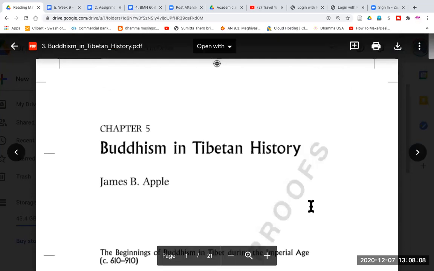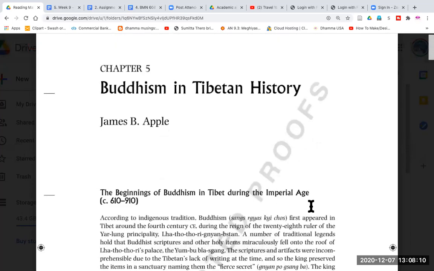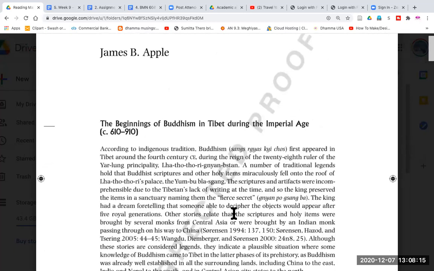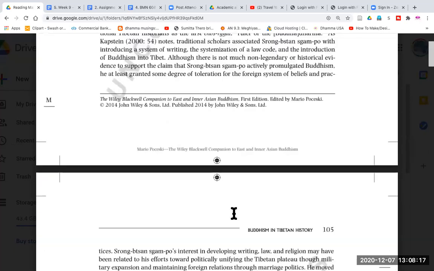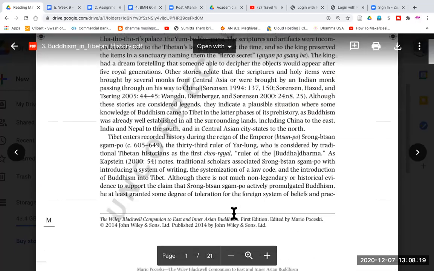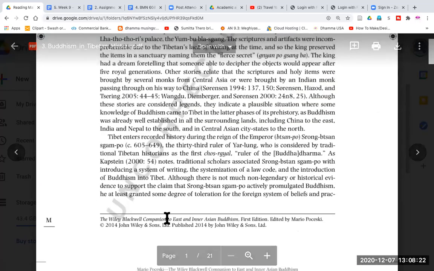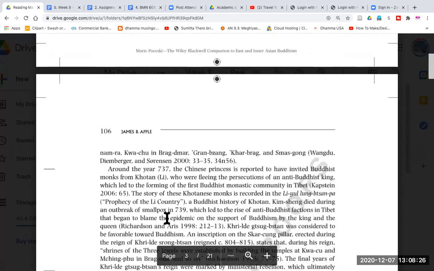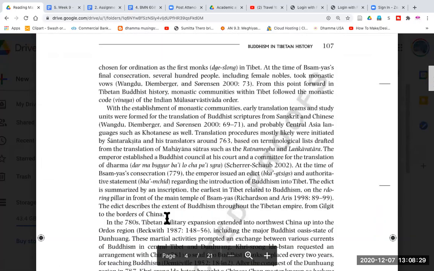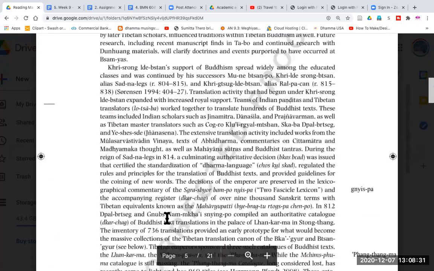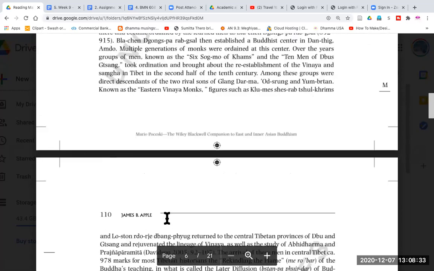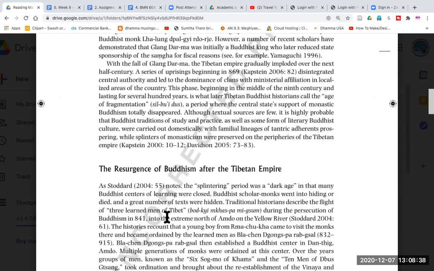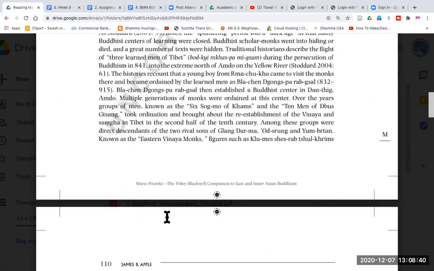And the next one is Buddhism in Tibetan history. If any of you are working on Tibetan Buddhism, this one will be somewhat useful. Okay, here I think I can show you, oh, this is not a footnote. I'll show you a footnote. I want to actually show you how to do that also. I hope you know, some of you. Resurgence of Buddhism after the Tibetan Empire.